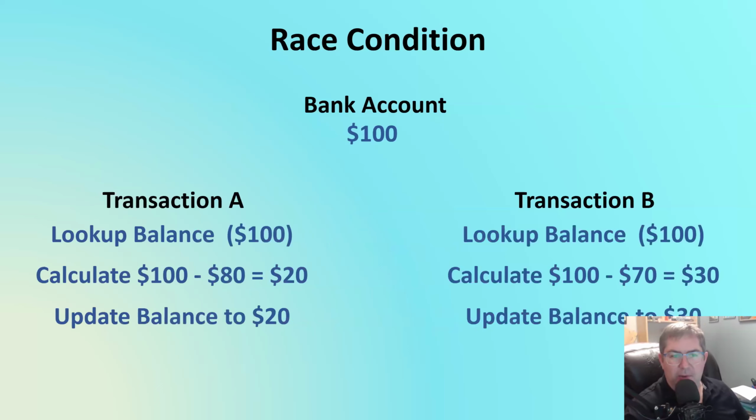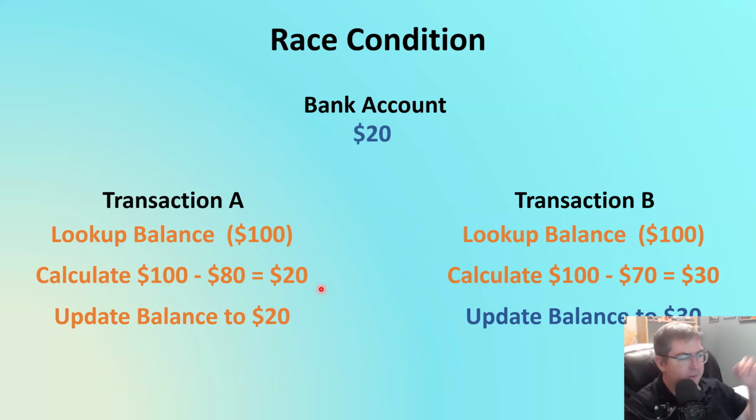So let's take a look at what happens if two people access it. Say on the left is our teller and on the right is our ATM. You could look up the balance. The teller looks up the balance and sees there's $100 there. The ATM also sees there's $100 there. The teller calculates what their new balance is. They say the new balance is 20. The ATM says, well, our new balance is going to be 30.